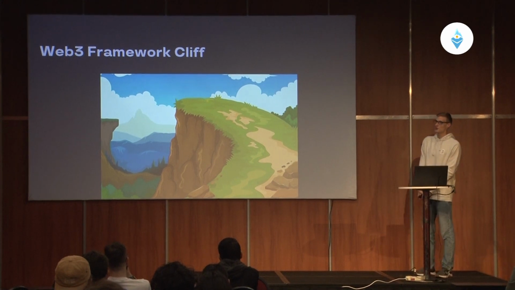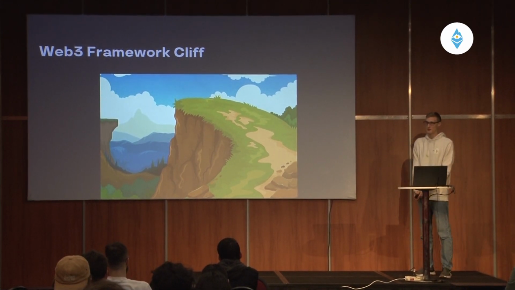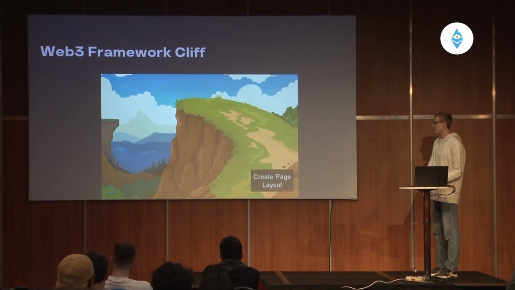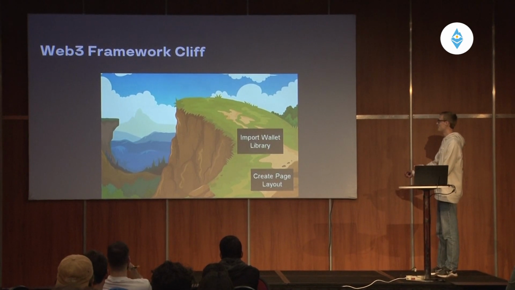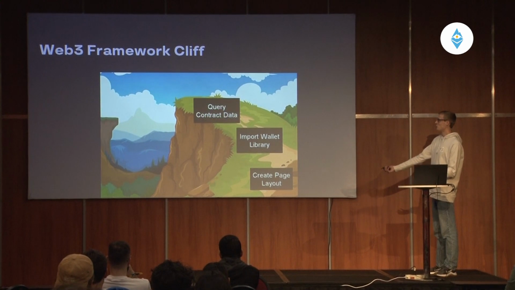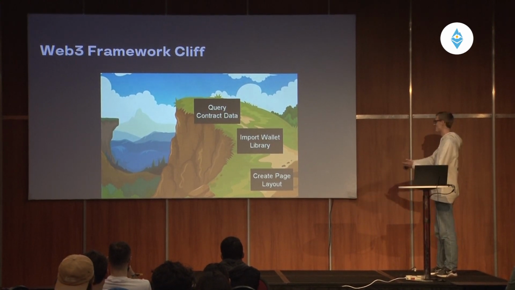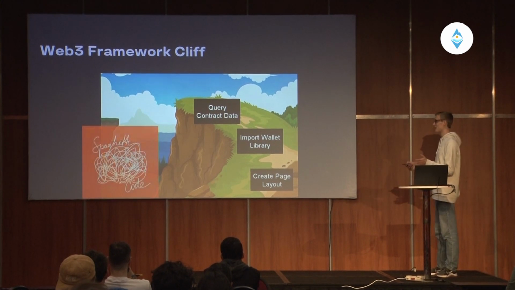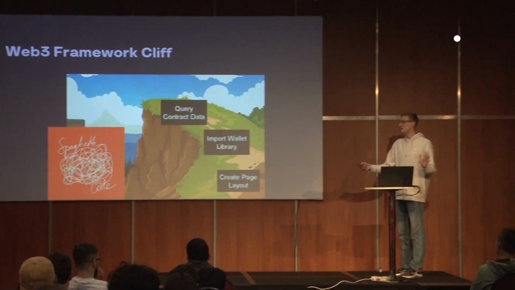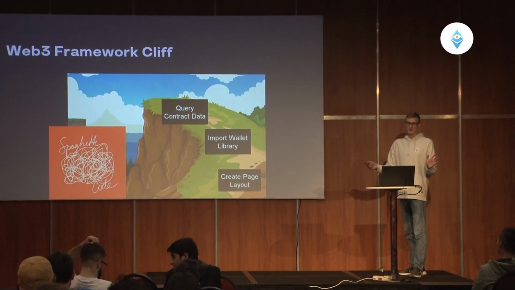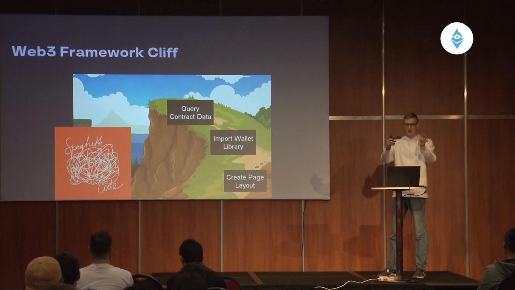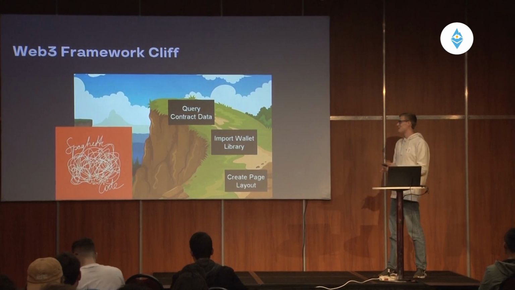This is not so much related to user experience, but developer experience. While you're building these applications, a lot of times you'll create a page layout, import your wallet library, and query the contract data. So you're querying this data from the blockchain, but then everything after that is just complete spaghetti code. There is no logic or reasoning behind how things are put together. You're querying contracts inside of these massive components.